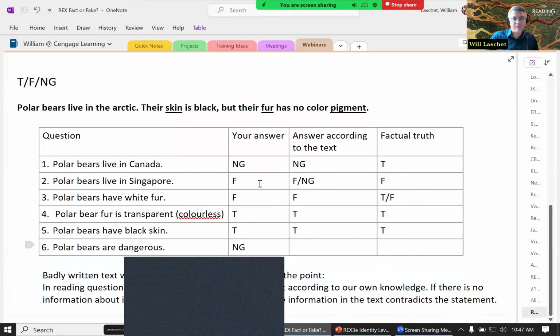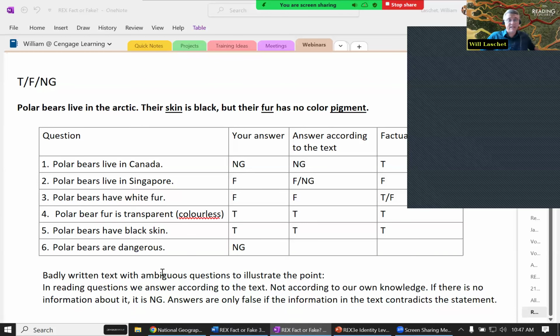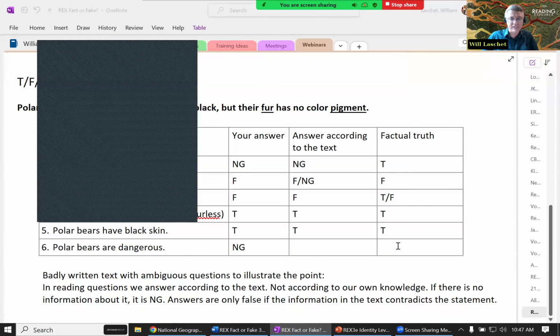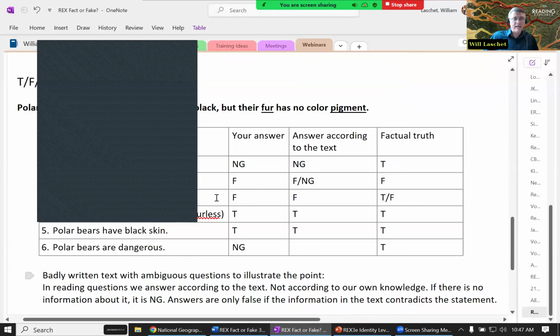So again, this is an example of one where my students often tripped up. Polar bears are dangerous. Is the fact true? It is true. So it's factually true, they are dangerous. But does it say that in the text? It does not say that in the text. So we're going to have to put it is not given.